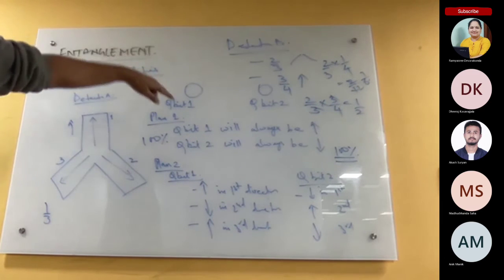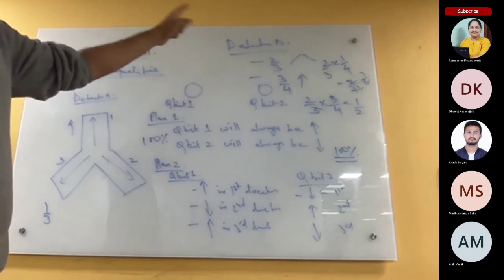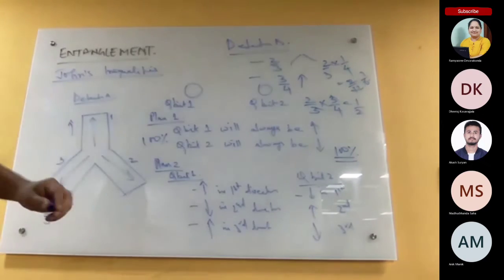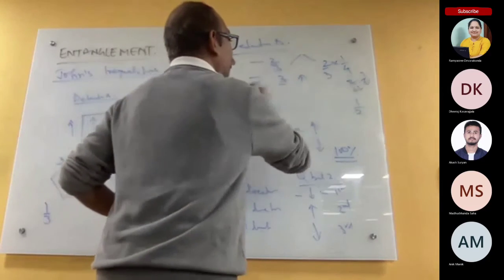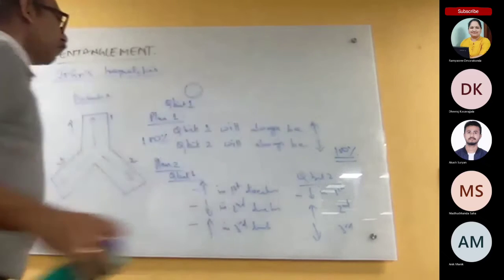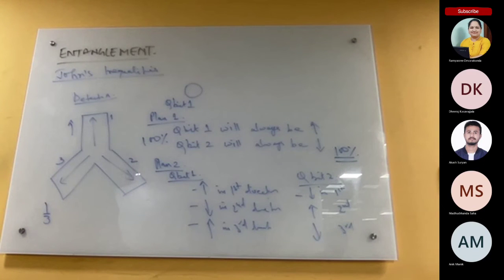In this 2/3, plus in the top one, it will be 50%. Okay, let me do the calculation again. I don't want to confuse you. This confusion will finally, under the Einstein thing, come to 5/9.